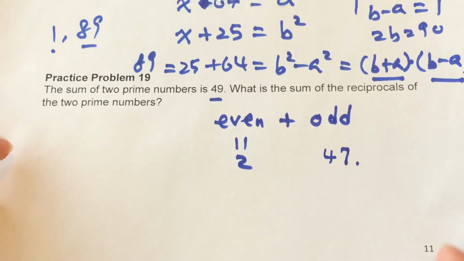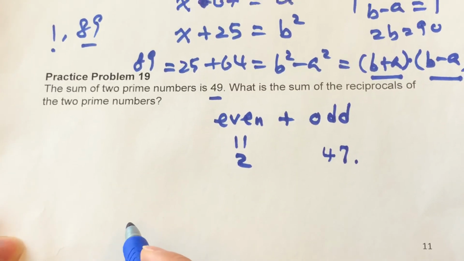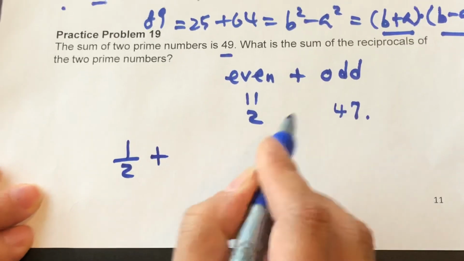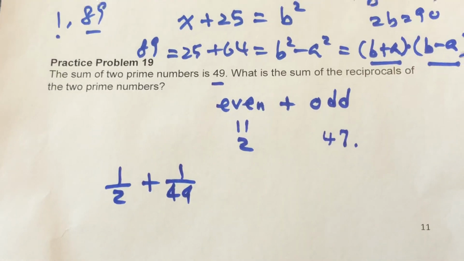So now you fix the 2 prime numbers. Now you need to find the sum of the reciprocals of the 2 prime numbers. Reciprocals of 2, reciprocals of 47. Find the sum of this. We'll leave for the students to figure this one out.